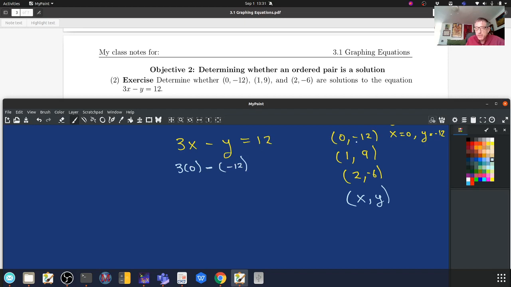Notice that the value of y is minus 12. It doesn't get to use the minus that is already there. Y has to bring its own negative with it. So this is the same as 0 plus 12, and that's equal to 12, and that's what the equation says it is. So this one is an ordered pair solution. Let's check another one.